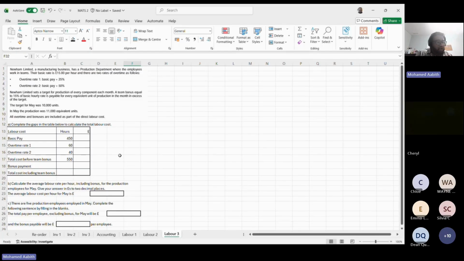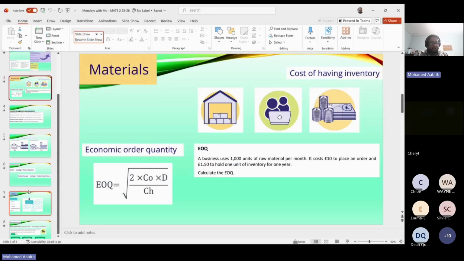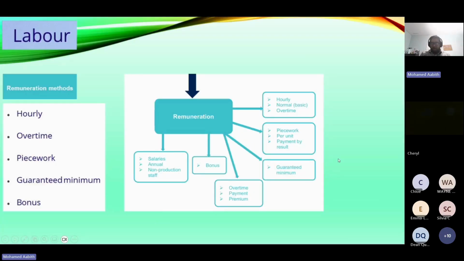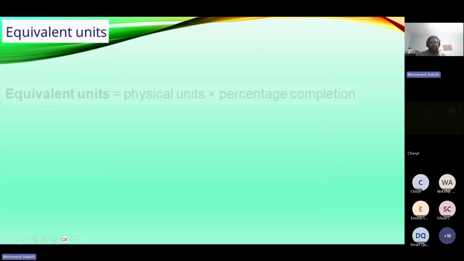I haven't had a chance to do the equivalent unit part there, so I'm going to quickly go there and show you on my slides. Here we're going to look at what we call the equivalent unit. So what does the equivalent unit mean?